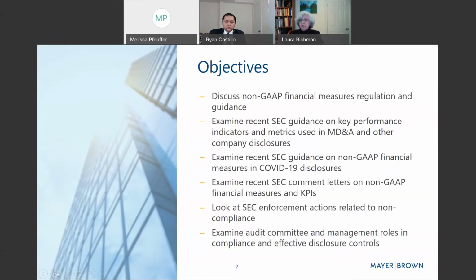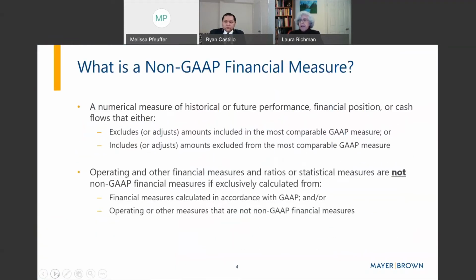So let's advance to slide 4 and talk about what is a non-GAAP measure. As it sounds from its name, it is a financial measure, but it's not governed by generally accepted accounting principles in the United States. But it can be tricky to define things by what they're not. So this slide provides the basics of what it is. It's a numerical measure of historical or future performance, and it is going to either exclude, include, or adjust amounts when you compare it to the most comparable GAAP measure.